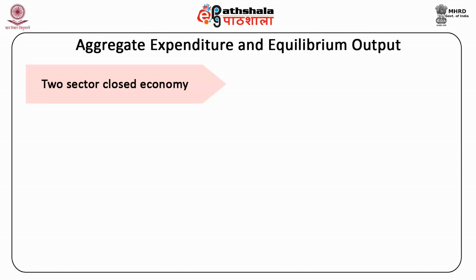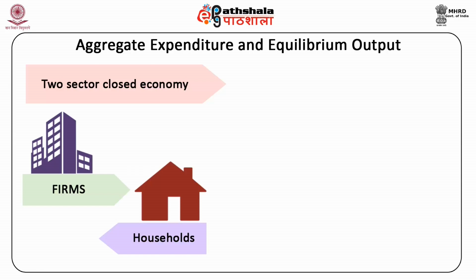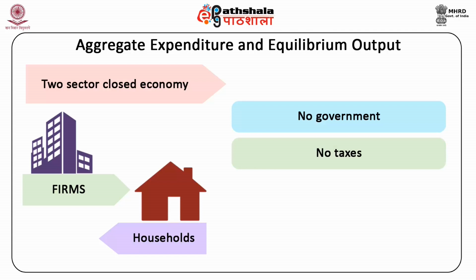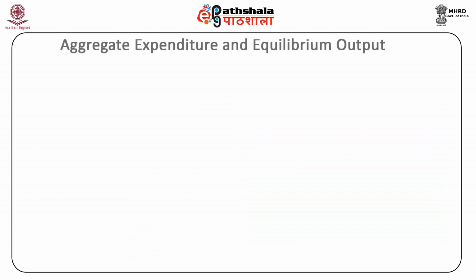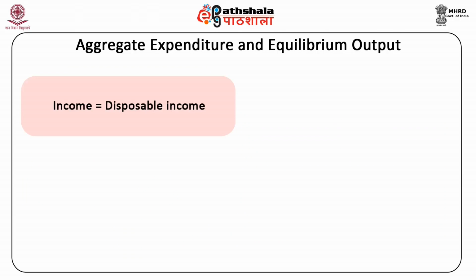In a two-sector closed economy containing only firms and households, there is no government and therefore no taxes or subsidies. It is further assumed that firms do not retain any part of their economic profit. Under these conditions, income and disposable income will be identical. There will be no government expenditure either.